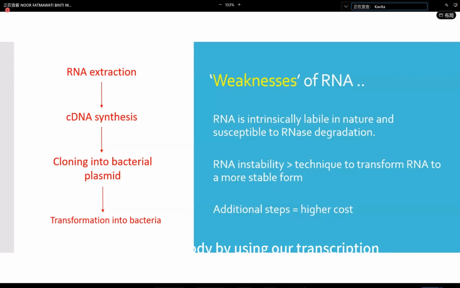RNA viruses replicate in our body by using our transcription process, right? Yeah. Through that, it amplifies more of its RNA. So is that why you are confused? Yeah, doctor, how can that RNA be amplified? Why is it not possible to do it in vitro?